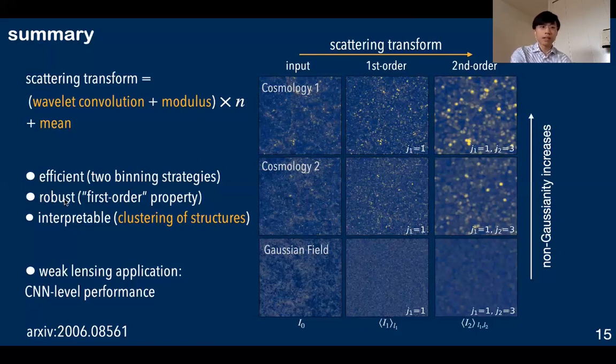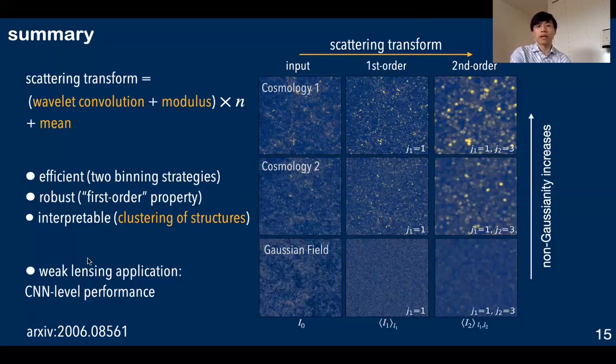The second advantage is its robustness. Even if we iterate the scattering operation several times, all the coefficients are still just proportional to the original field. So they're, in some sense, first order estimators, as opposed to the n-point function. And also the scattering statistics is interpretable. It can be explained as clustering of structures.